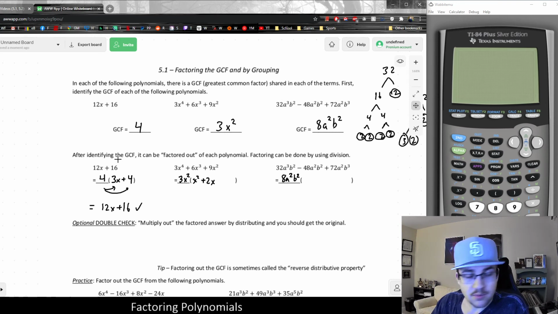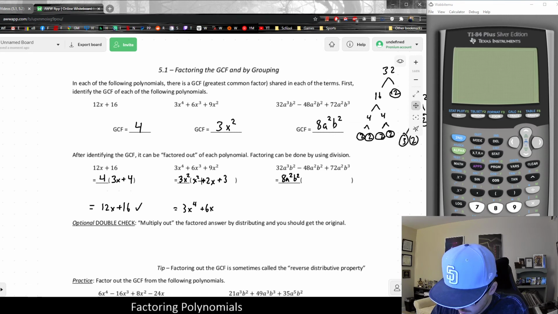And then 9x squared, 9 divided by 3 would be positive 3, and x squared over x squared would leave me with no x's. And so this would be the answer for the polynomial after factoring out the greatest common factor. If I were to multiply this out, I would get 3x to the 4th plus 6x cubed plus 9x squared. And that is perfect.